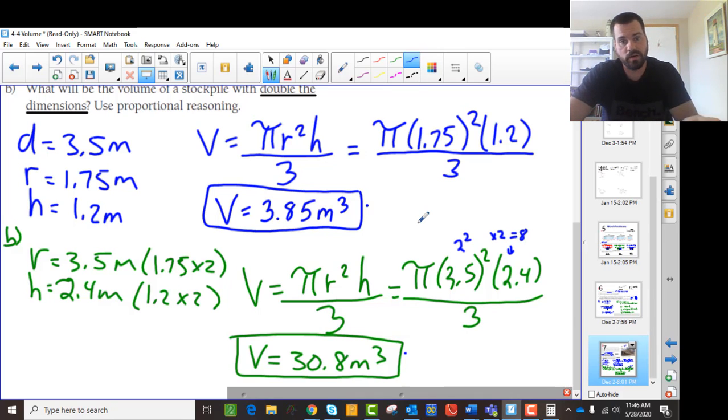But you can just find the volumes and then divide them and get your scale factor or your proportion, which is 8. It's 8 times as much. So that's the idea of volume. And basically, you're just going to practice finding the volume of spheres, cones, cylinders, and rectangular prisms.